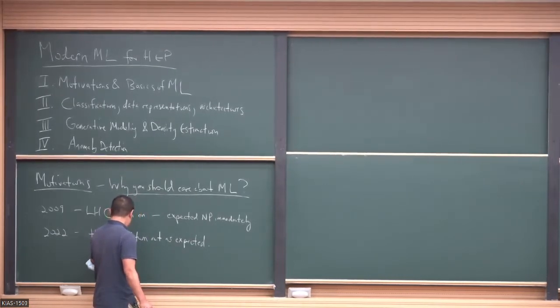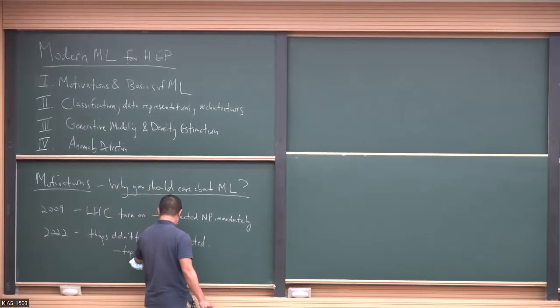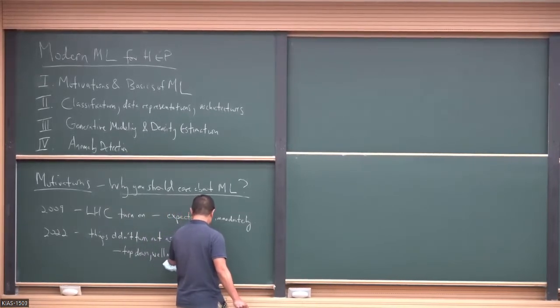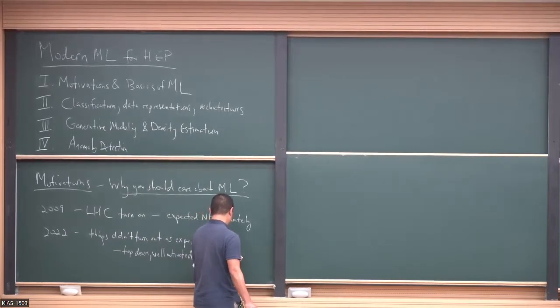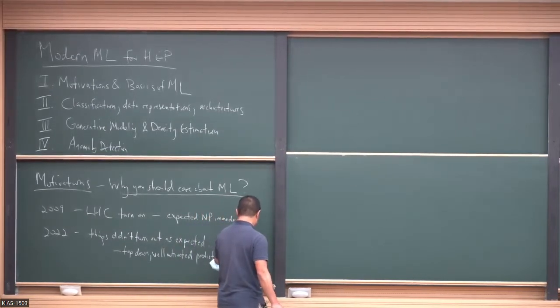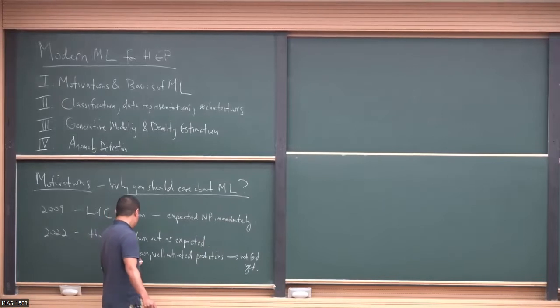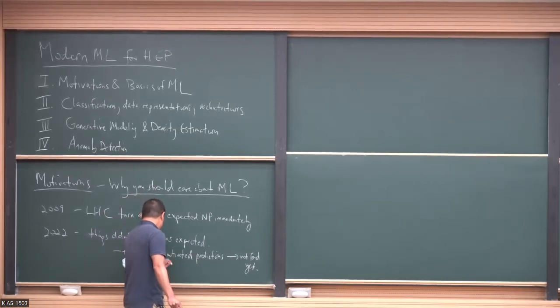The big top-down, well-motivated predictions are not found yet. So that's not just supersymmetry, but also, that's not just limited to the LHC, I would say. Extra dimensions, so like RS, for instance.